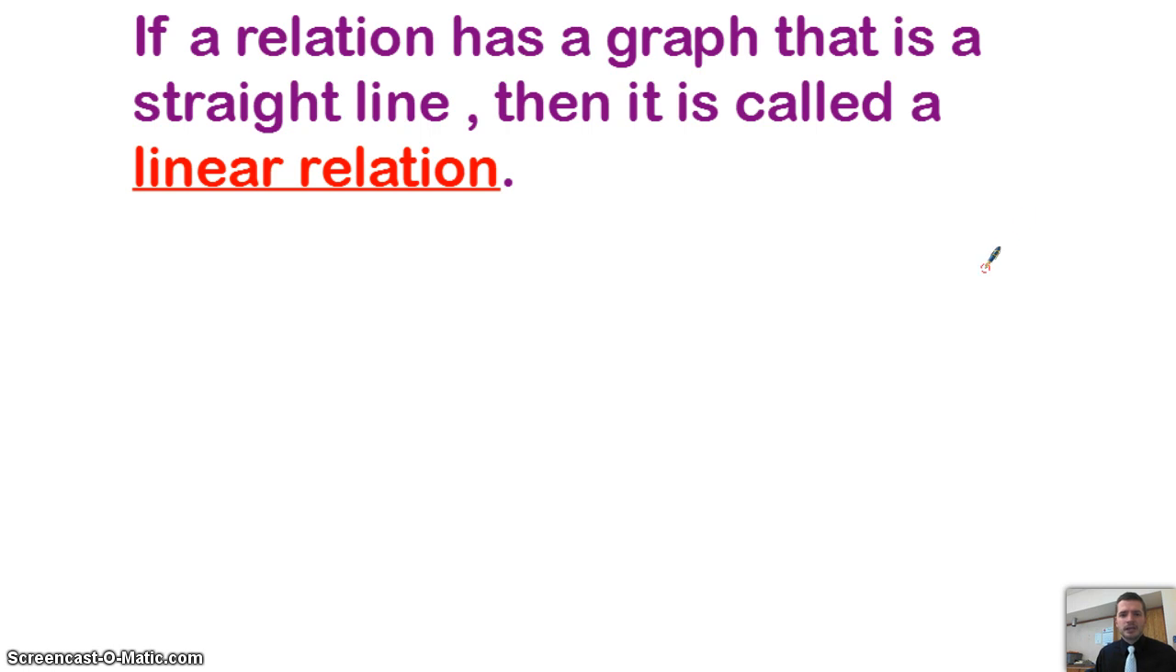The first thing: if a relation has a graph that is a straight line, then it's called a linear relation. You guys know that a straight line, if you have it, makes a linear relation. I feel stupid sometimes because I keep repeating it, but I just need to make sure you know it. And that's all.